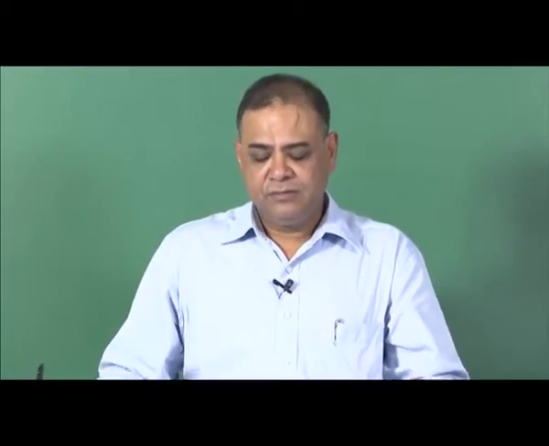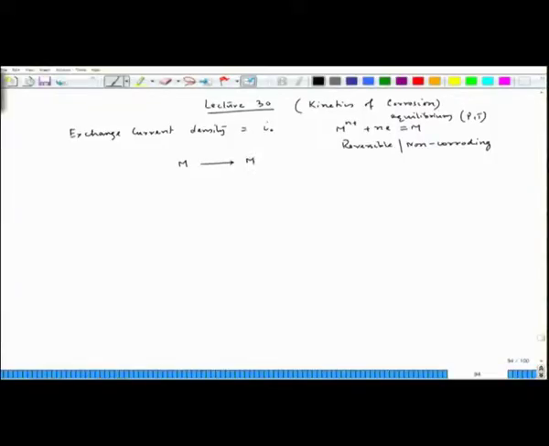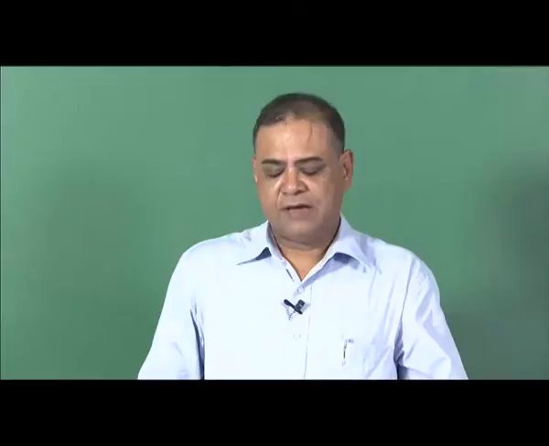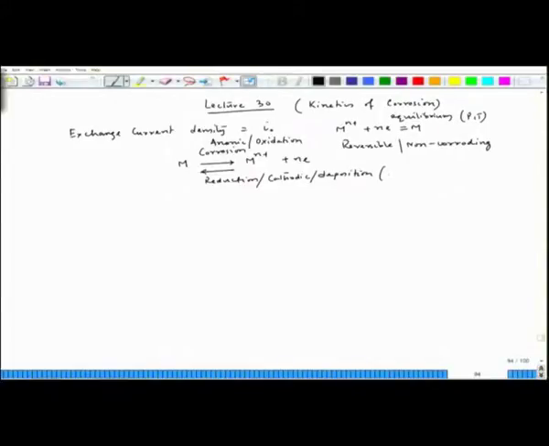The metal ion formation, which is M goes to M^n+ plus ne, this is corrosion, or we can take it as anodic reaction or oxidation reaction. And then this backward reaction is reduction or cathodic reaction or deposition reaction. Both these processes happen at the same rate, and the rate is termed in terms of I, the exchange current, which is basically the current density.